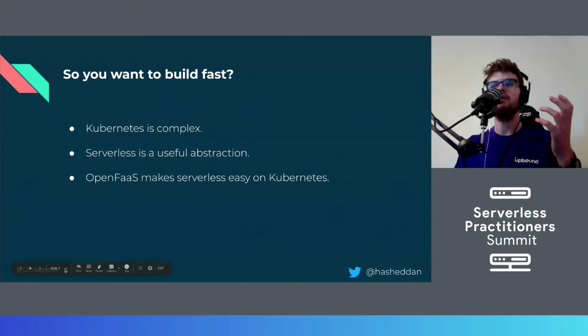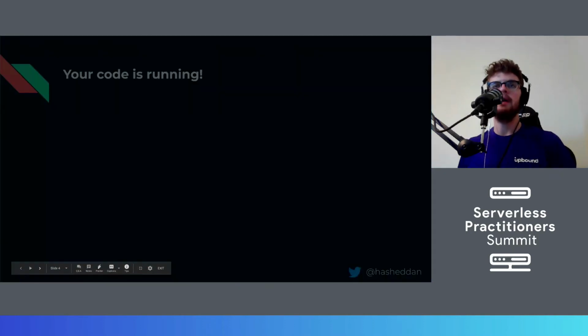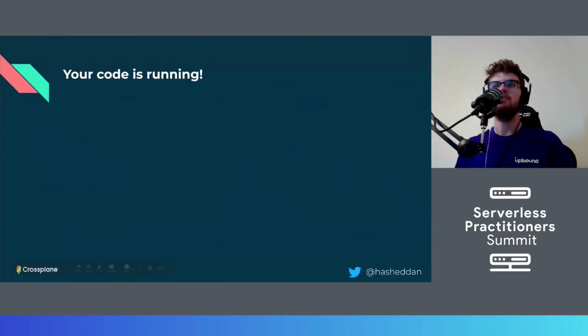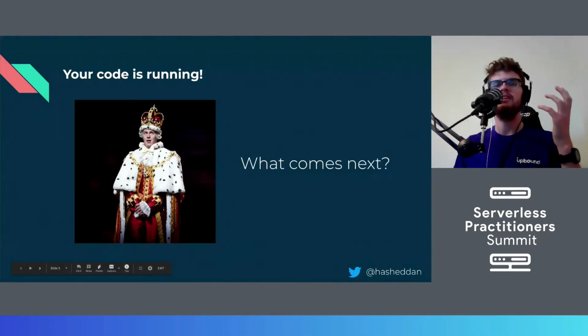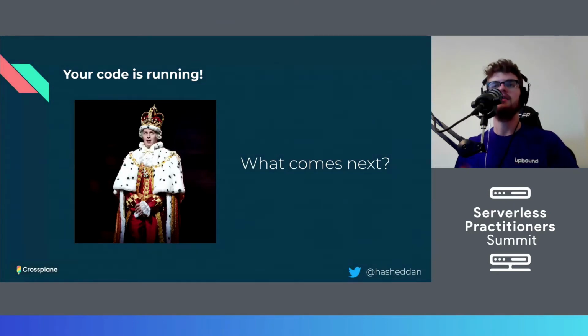So that's great that you can get your functions running quickly, but we also want the ability to make those functions robust, right? So your code is running, and what do you do next is the real question. Well, you want to back those functions with data services. Kubernetes allows you to use data services that are running in cluster pretty easily, right? So you can deploy Postgres into your cluster, but then you're tasked with managing it.